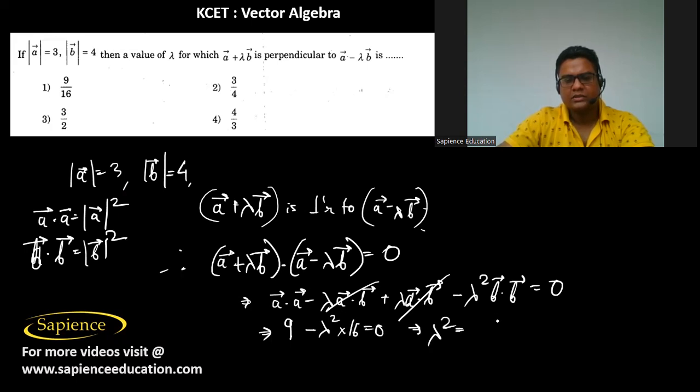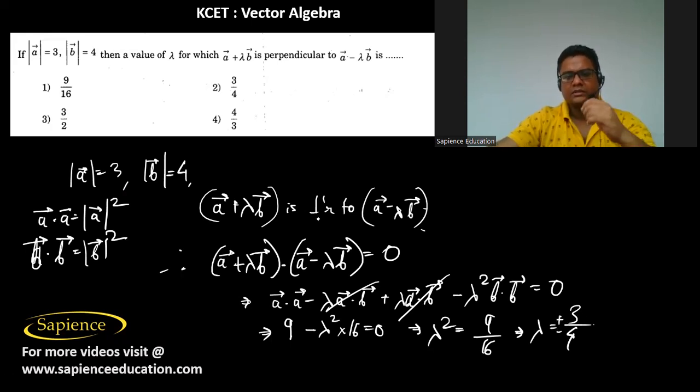So therefore lambda square is 9 by 16, so lambda will be equal to 3 by 4. Actually lambda should be plus or minus 3 by 4, but here 3 by 4 is given in the option. So option 2 is the correct answer.